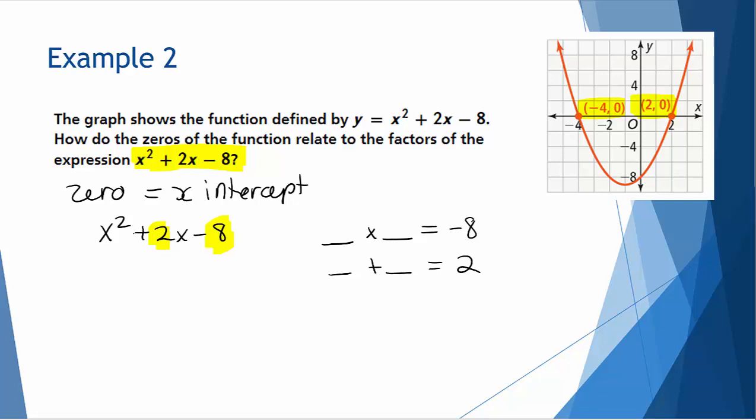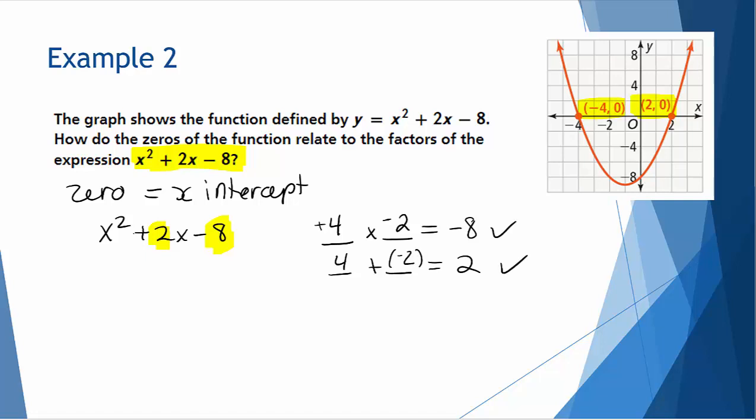So if I have a negative with the product, that means that one of the numbers has to be positive and one of them has to be negative. That's the only way we're going to get a negative. And we also know that when the numbers are added together, the sum is equal to 2. So it's positive. So that means that the larger of the two numbers has to be the positive number. So +4 times -2 is -8, and 4 plus -2 is equal to 2.